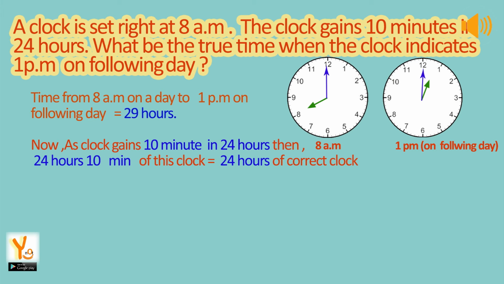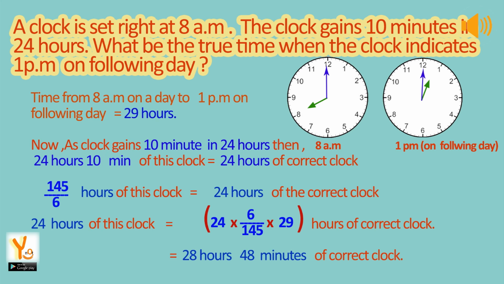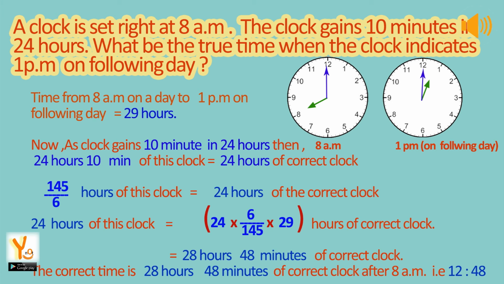Now, as the clock gains 10 minutes in 24 hours, then 24 hours 10 minutes of this clock is equal to 24 hours of the correct clock. That means 145 by 6 hours of this clock is equal to 24 hours of the correct clock. So 29 hours of this clock is equal to 24 into 6 by 145 into 29 hours of the correct clock. That gives 28 hours 48 minutes of the correct clock. The correct time is 28 hours 48 minutes.